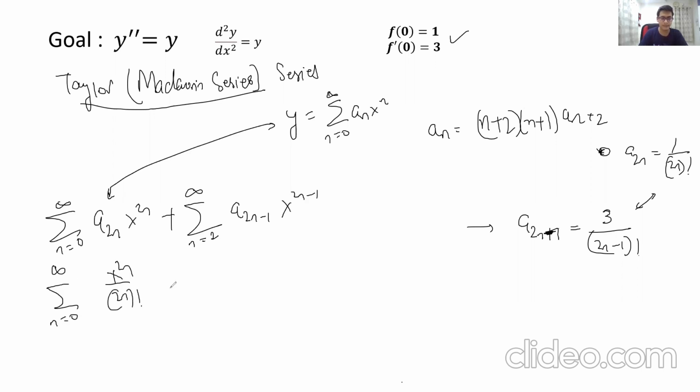Plus now 3 over, I'll just get the 3 out there. Okay, so 3 times the sum as n goes from 1 to 10, that's going to be x to the 2n minus 1. Okay, so now let's just note one thing.